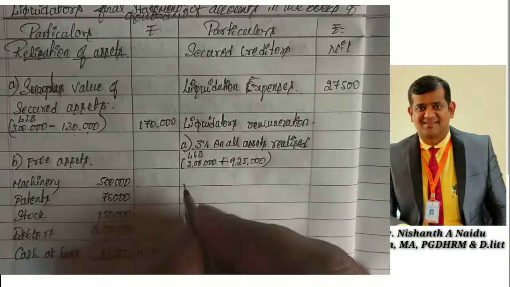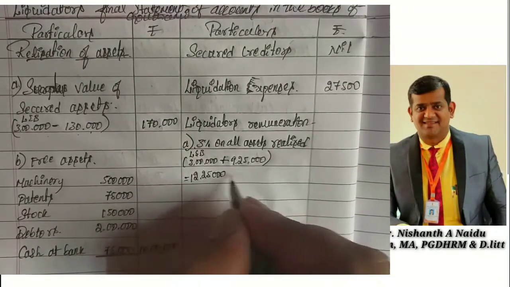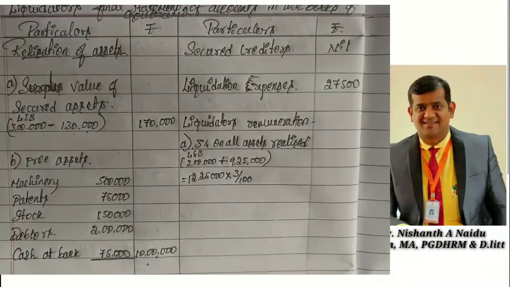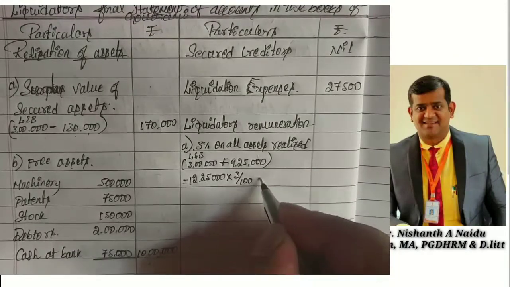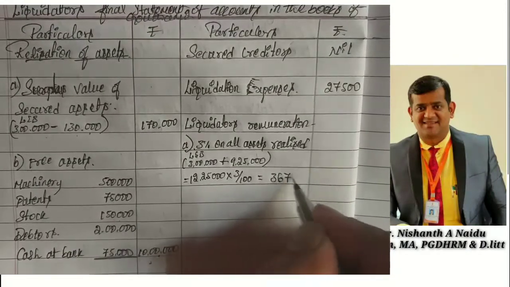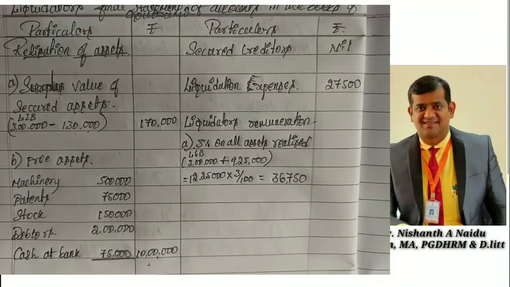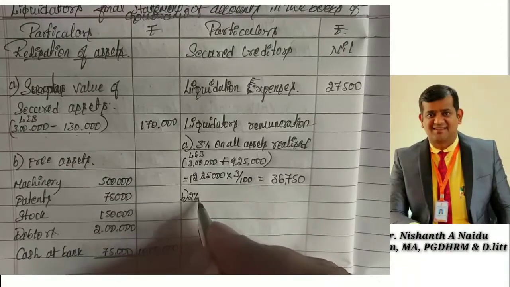So now calculate 3 lakh plus 9,25,000. That comes to 12,25,000 into what is the percentage? 3%. Calculate 12,25,000 into 3%. That comes to 36,750 rupees. Okay.